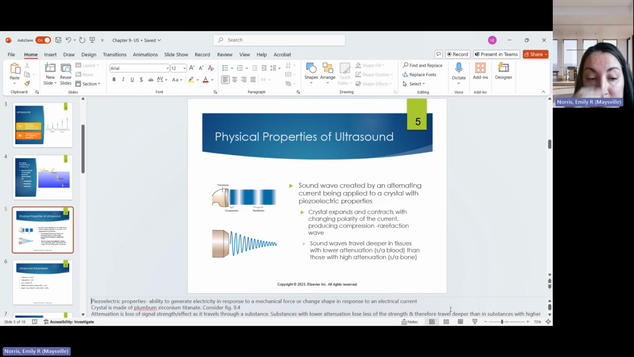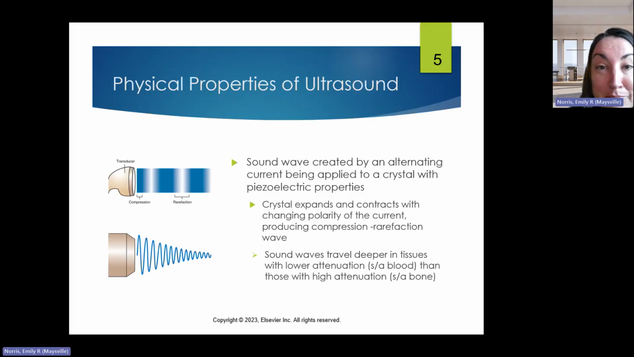Once it is in bone, a lot of the strength is lost. One thing just to note is the crystal within the ultrasound head is made from plumbum zirconium titanate. That's a good one. Plumbum zirconium titanate. That's the type of crystal we typically use based on its properties and how it conducts the current and creates that therapeutic effect that we desire.